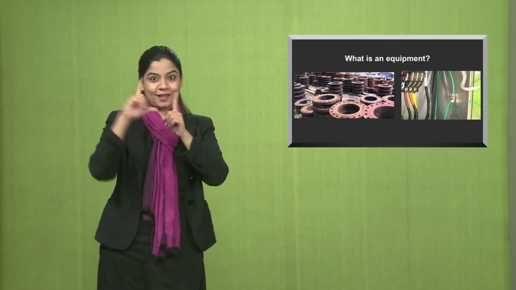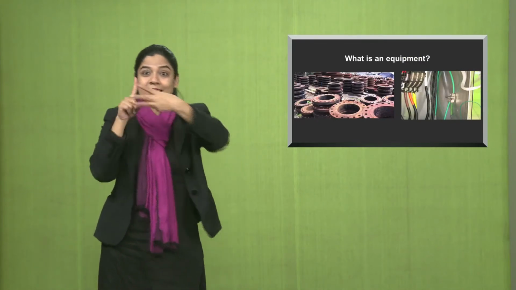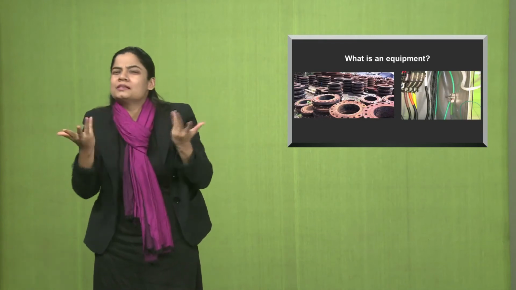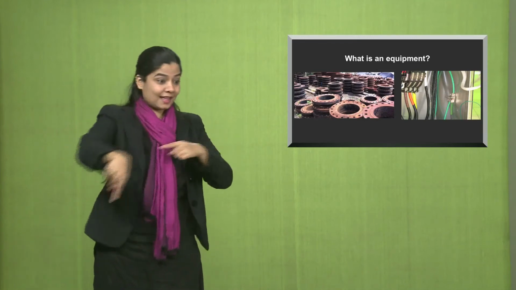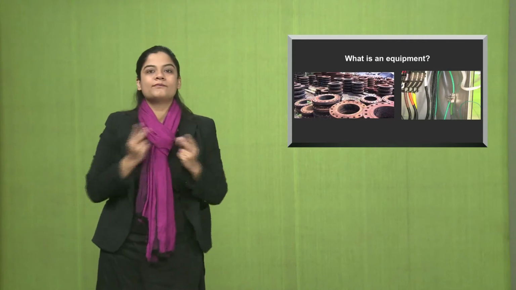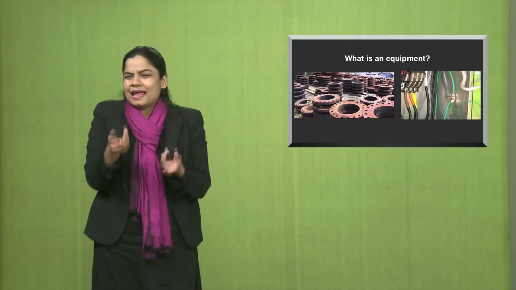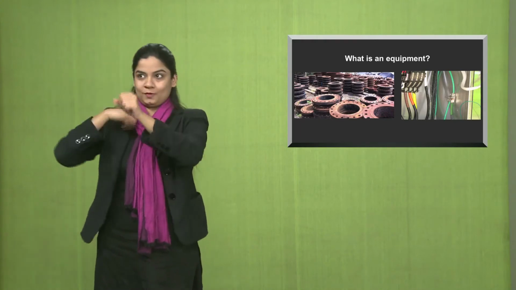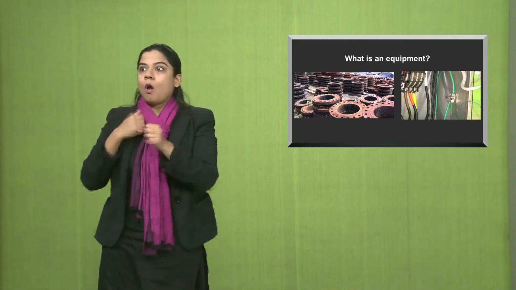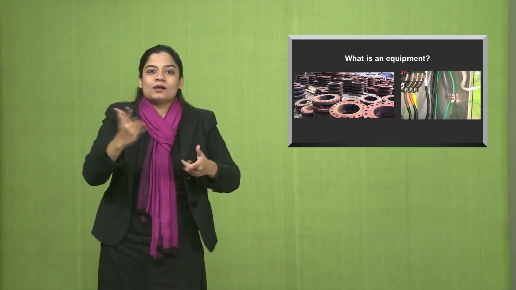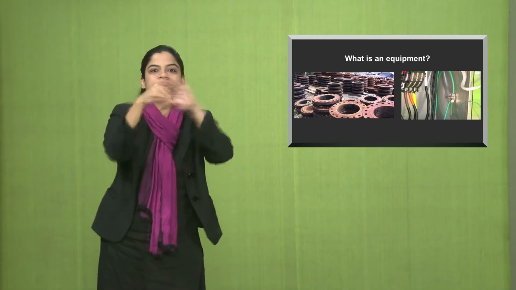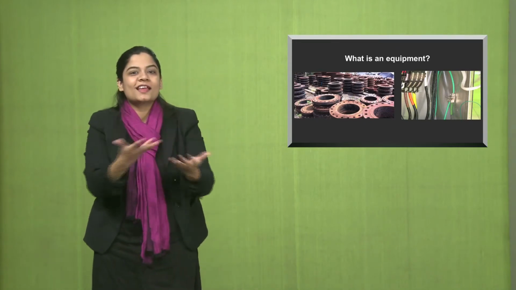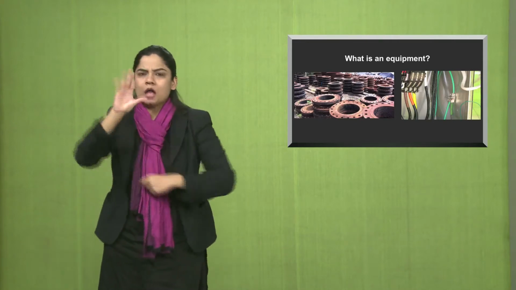Now that we have understood what is household, something related to the house, what is an equipment? Anything that is helping us in doing our work, that is aiding us in doing our work, is called an equipment. For example, if we are at a workplace and we need something really important, what is it? Laptop, to send emails. So a laptop is an equipment that is helping us.